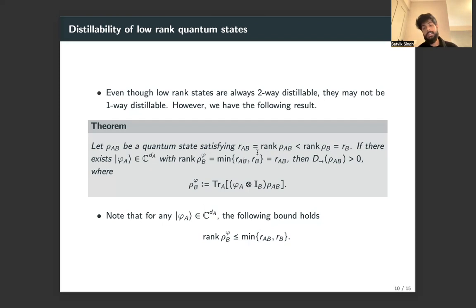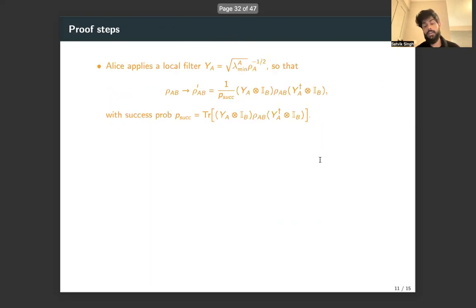So just to summarize, if you have a low rank quantum state which additionally satisfies this rank constraint, then you can actually distill entanglement by just using one-way LOCC. And the proof here is quite similar. Instead of Bob applying the filtering operation, it is Alice who applies the filtering operation, which is defined in exactly the same way as before. But now, since it is Alice who is performing the filtering, she can communicate the results of the operation to Bob, because Alice to Bob communication is still allowed, and they can discard the states for which the filtering failed and proceed with the rest of the protocol.